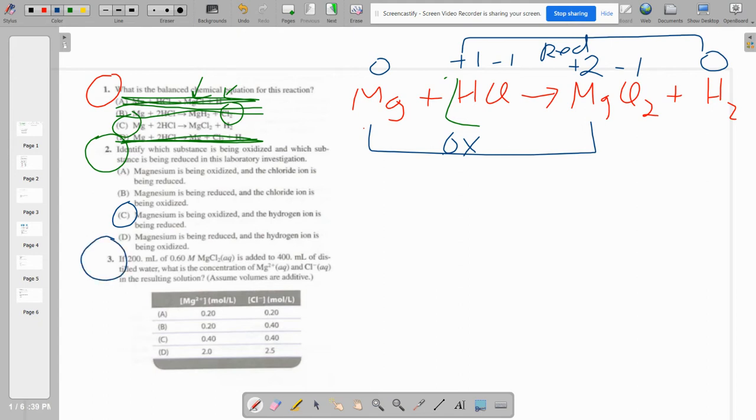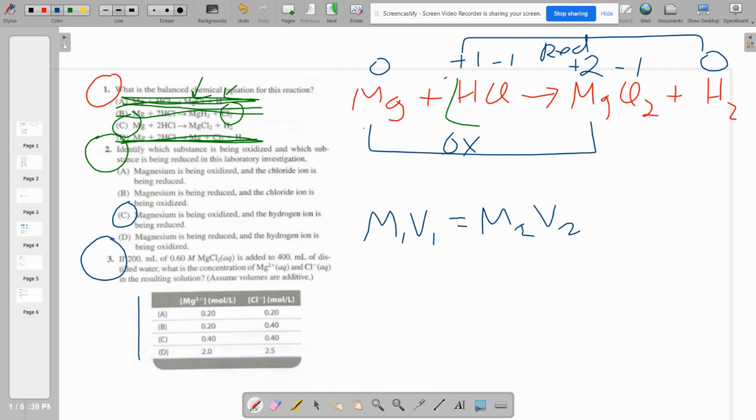So number 3, okay, so let's see, 200 mL of 0.6 molar magnesium chloride is added to 400 mL of distilled water. Sounds like a dilution problem. So hopefully you were thinking, oh, okay, dilution. I'm going to apply the dilution formula. That would be awesome. But before you get ahead of yourself, to be honest, sometimes it's helpful just to peruse the choices because really you don't have to do any math because there is only one possible answer.